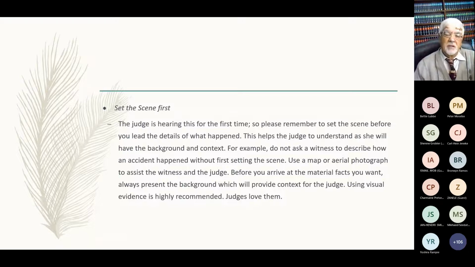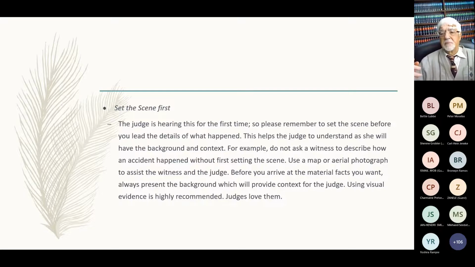Remember, a judge is hearing the story for the first time. They don't know anything about the case. They walked into court. They may have read the pleadings and the pre-trial minutes. That's all they know about the case. The witness's version, they're hearing for the first time. So what you do is you set the scene first before you get to the material facts that you want.